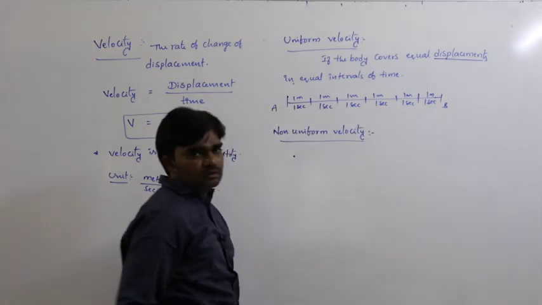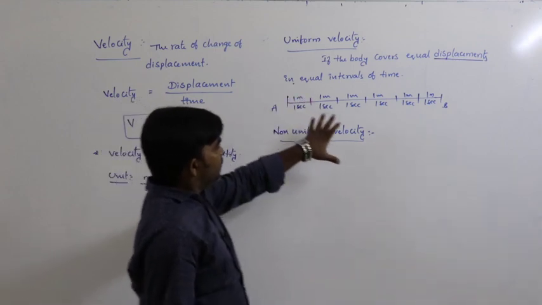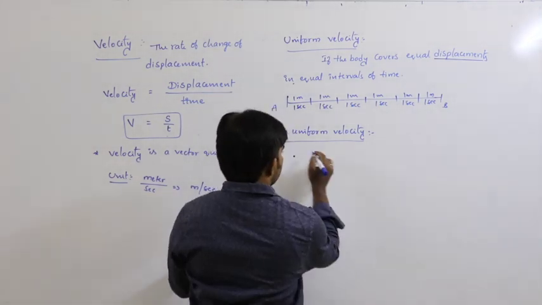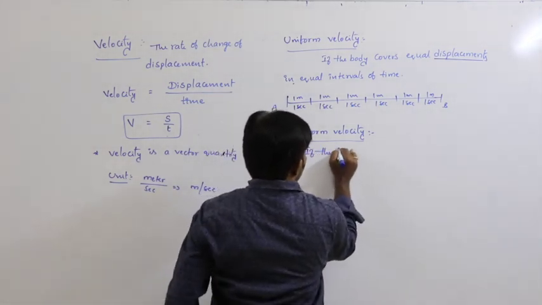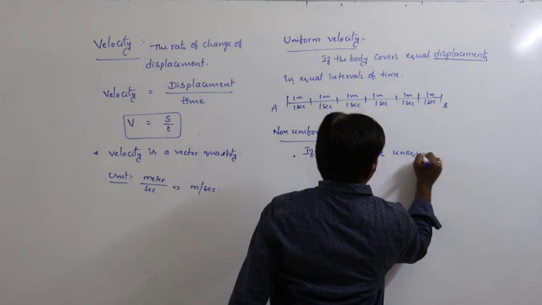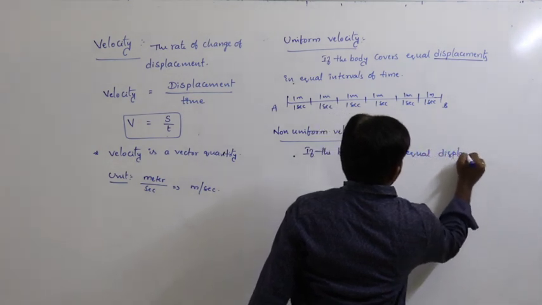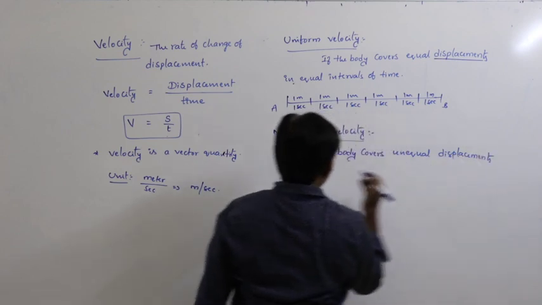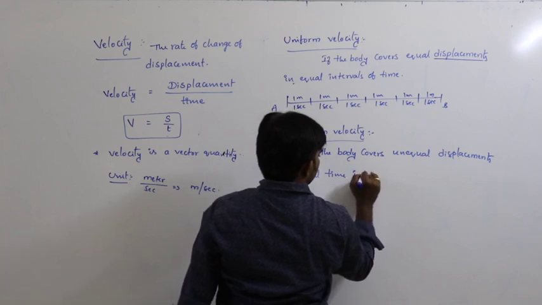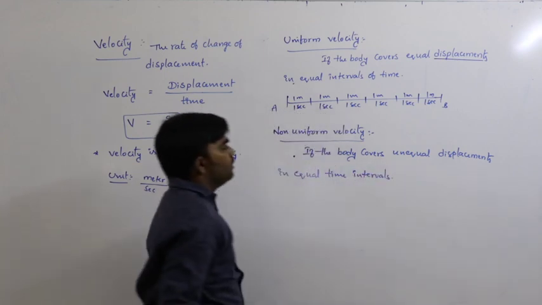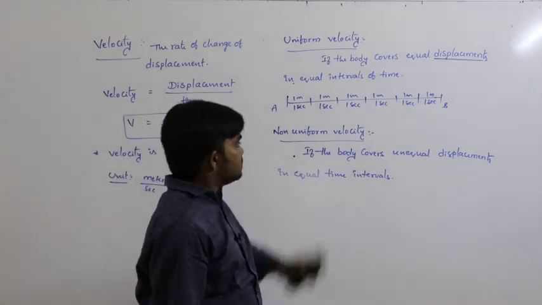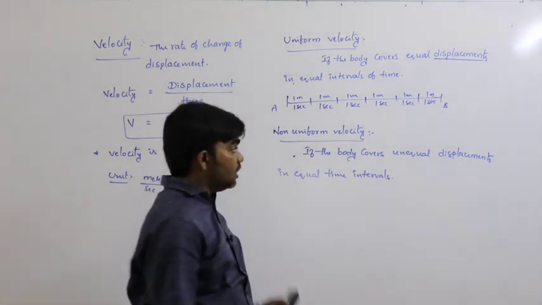Non-uniform velocity means if the body travels unequal displacements in equal intervals of time. If the body covers unequal displacements in equal time intervals, that is called the body moves with non-uniform velocity.